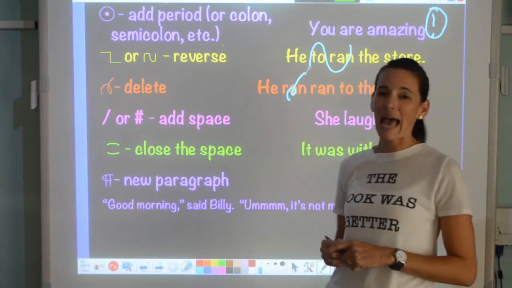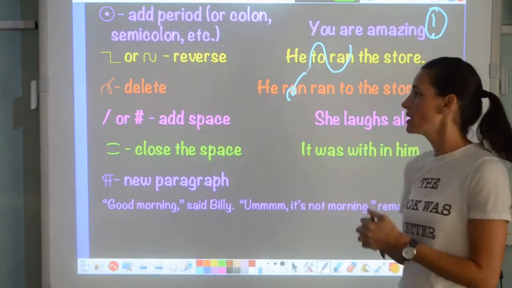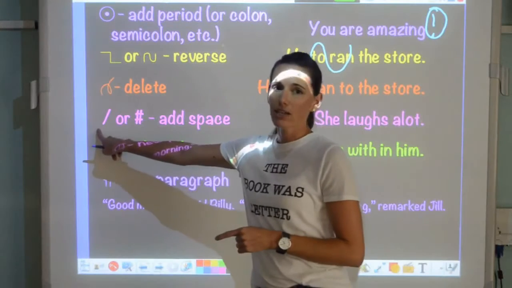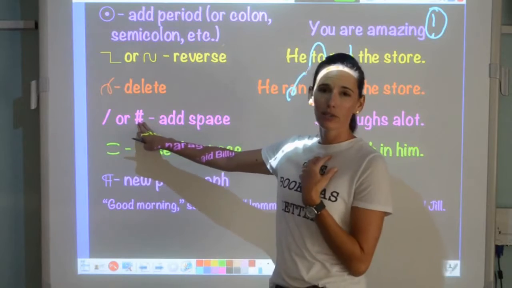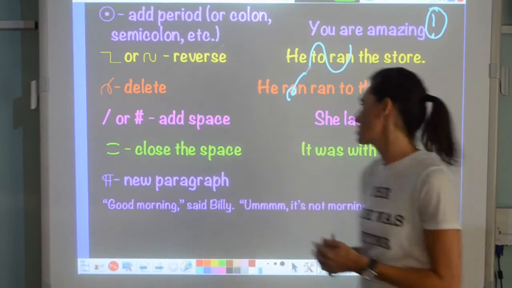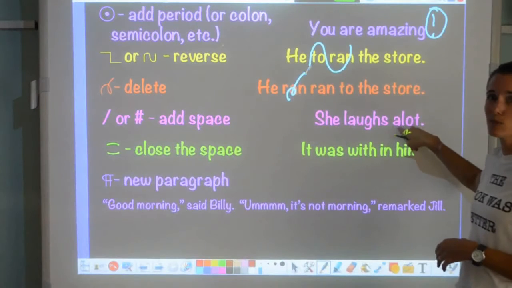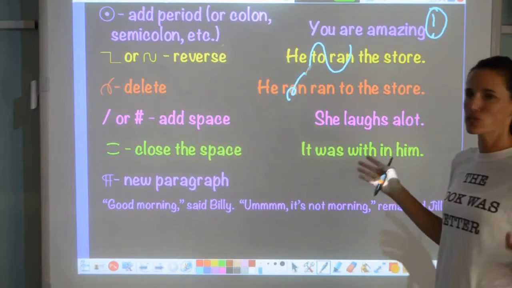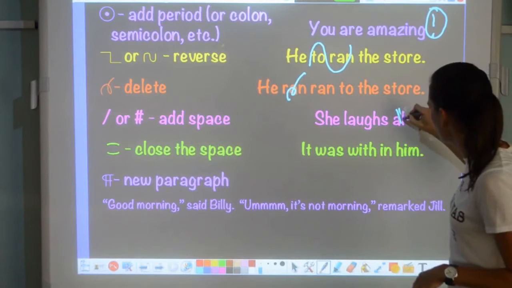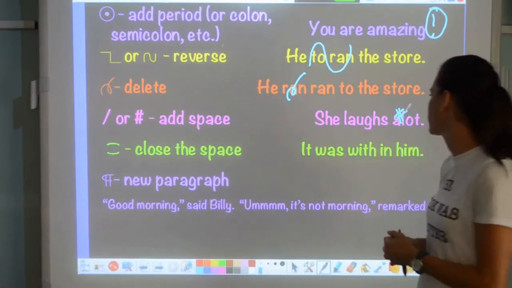If I need to add a space in between letters or in between words, I can either use a slash in between the words or I can use a hashtag. I prefer using the hashtag because it's a little easier to see. So, "She laughs a lot." Guys, this is a problem. I see this word a lot. Really, it should be 2 words. So if I put a hashtag right there, you know that that needs a space.